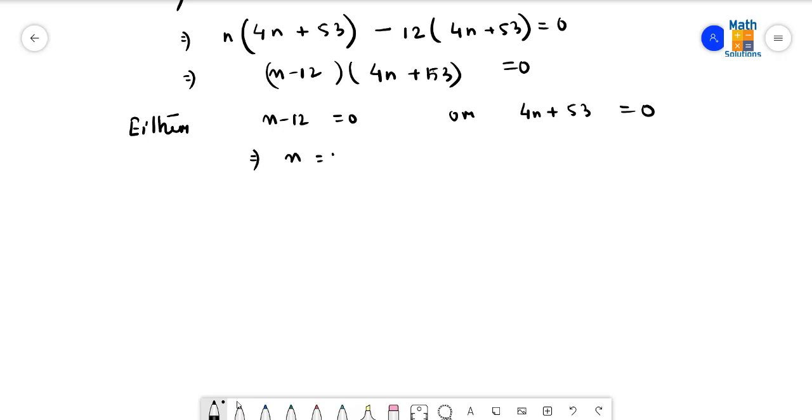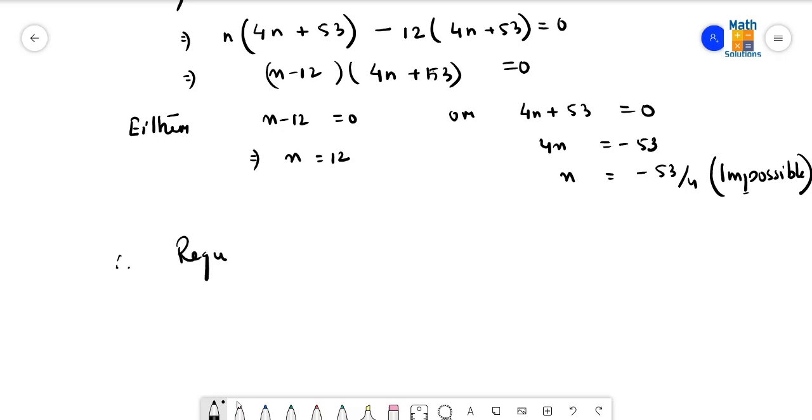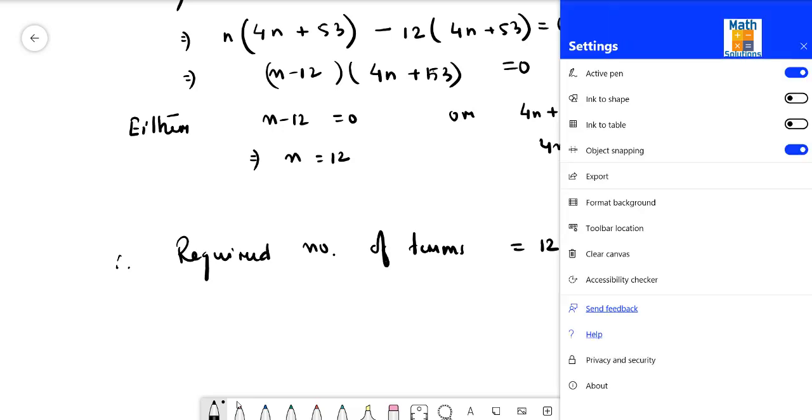So I get n is equal to 12, and 4n is equal to minus 53, so n is equal to minus 53 by 4, which is impossible because n can never be a fraction nor negative. So the value of n is 12 here. This is the result we should get. Hence the required number of terms is equal to 12. So this is the answer for question number 4.